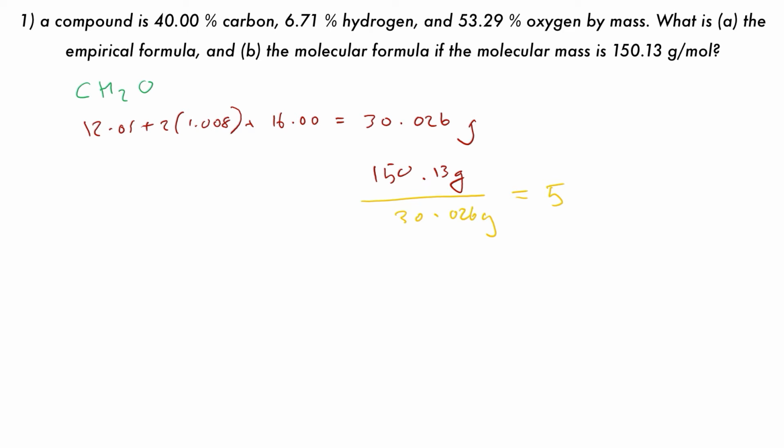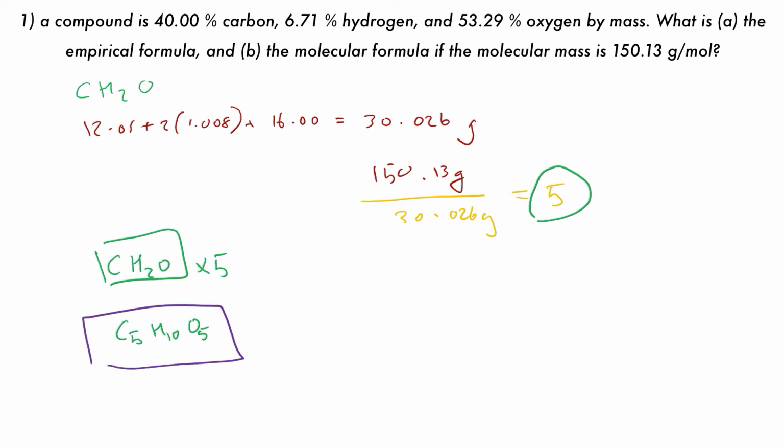And so we use this 5 and multiply our empirical formula, the CH2O, by 5. So multiply that by 5. The 5 comes from here. And then that gives us new subscripts of C5H10O5. And so our final molecular formula is going to be C5H10O5 for this particular compound.